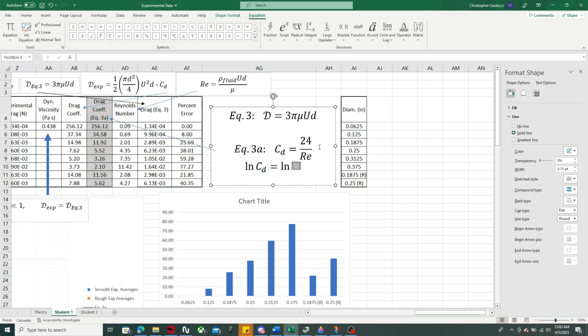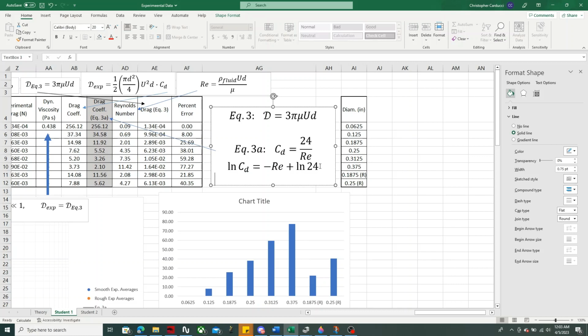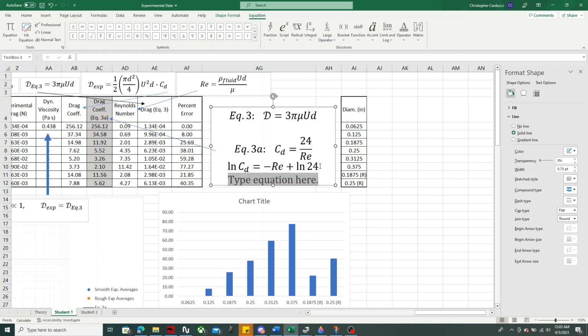Natural log of 24. You will find, sorry, 1 minus Reynolds number plus 24. Essentially, this is the long-winded way of saying the reason why you do log-log plots is that this kind of looks like y equals mx plus b. Here we see something that has a power law.